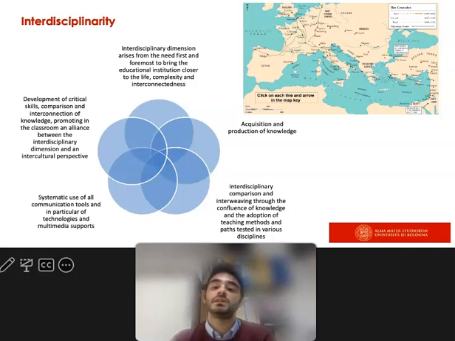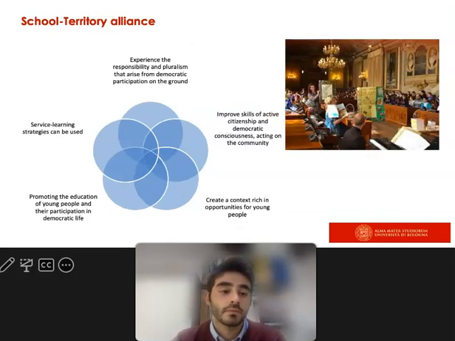In the teaching activity Ire per Agros, Journeys of Faith and Culture in the Middle Ages, the pilgrimage, interdisciplinarity is sought and pursued through dialogue with other disciplines, such as geography, civic education, computer science, religion, and Italian. The school should also be interconnected with the community, allowing young people the opportunity to experience the responsibility and pluralism that arise from democratic participation on the ground.